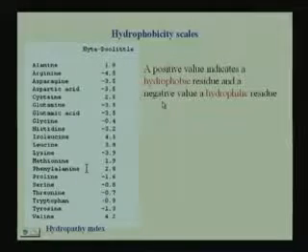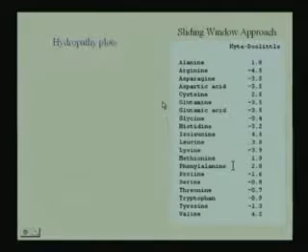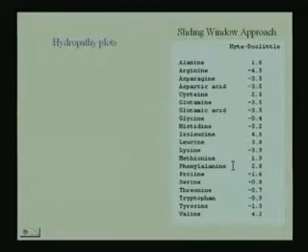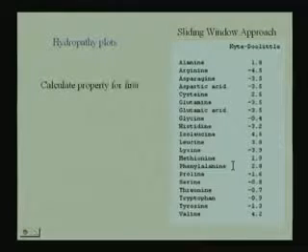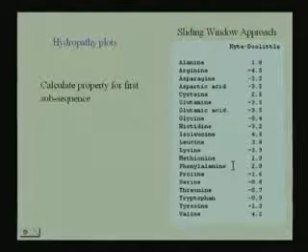Now, what can I do with this? I can go to what is called a hydropathy plot. It is called a sliding window approach. I am going to go through it very slowly, and we are going to plot a hydropathy plot to determine whether a part of a protein is going to be on the surface or in the center of the protein. So, we have to calculate the property for a subsequence.